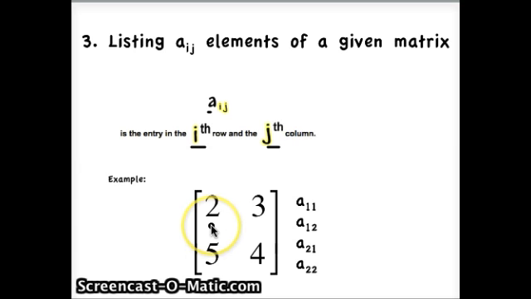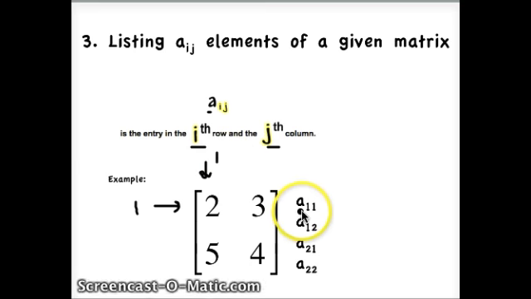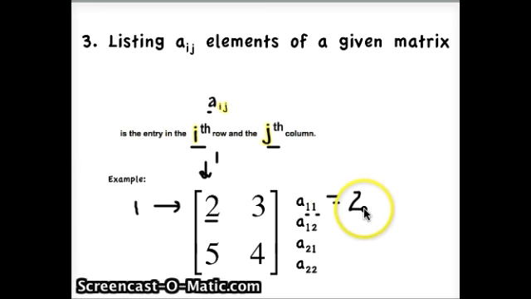If we have this matrix, this is the first row, and this is the first column. So the variable located in the first row and the first column is 2. First row, first column, so A11 would be 2. A12 would be the first row, second column. So we have our first row, second column, and that would be 3.